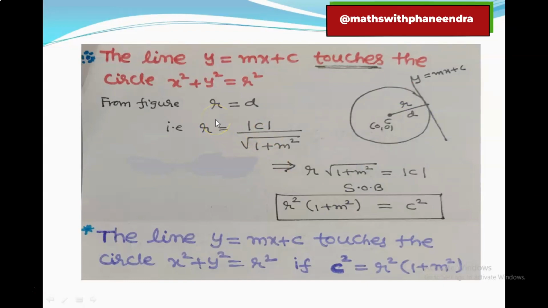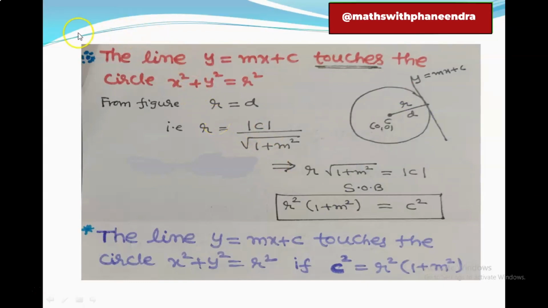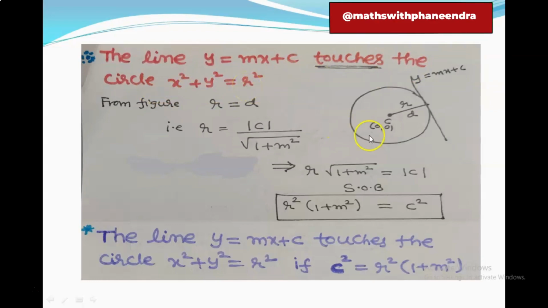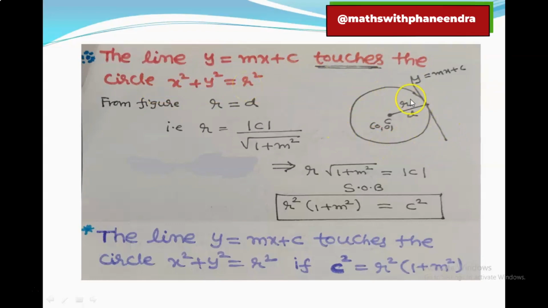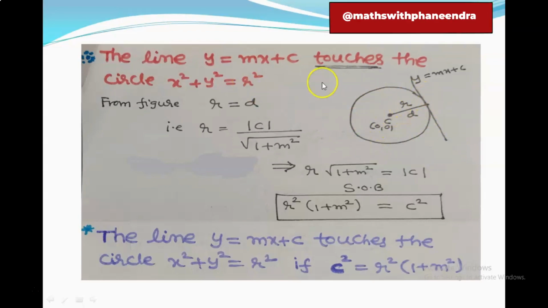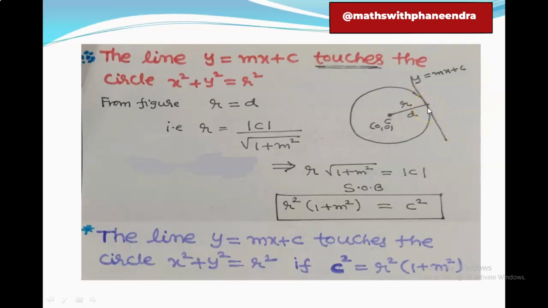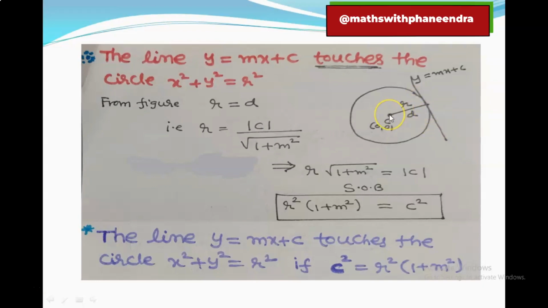Now this is a very important condition. The line y is equal to mx plus c touches the circle x square plus y square equal to r square. This is the circle equation whose center is 0, 0 and radius is r. The line y is equal to mx plus c is touching the circle. That means it is a tangent touching the circle at this point. Whenever a line touches the circle, the distance from center of the circle to this line is equal to radius of the circle. Observe in the diagram, r is equal to d.